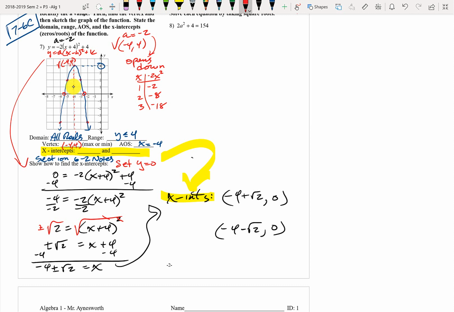Negative 2.6, comma 0 is your approximation. That's this one, and negative 5.4, comma 0 is my second one. But these are the exact values, up top, in root form. And your decimals are called approximations, right? Because you rounded. All right, so let me label this one. This is what I was looking for here, the exact values. Okay?